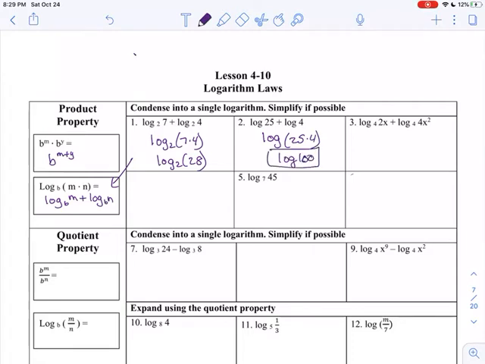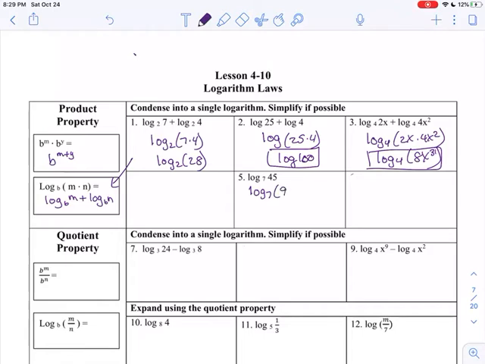If I have log of 25 plus log of 4, if I don't have a base, remember that's base 10. So that's just equal to log of 25 times 4, which is log of 100. Okay, so depending on what I need, I can either combine them into multiplication, or if I have multiplication, I can separate it into addition. So this is going to be log base 4 of 2x times 4x squared, which is log base 4 of 8x cubed.